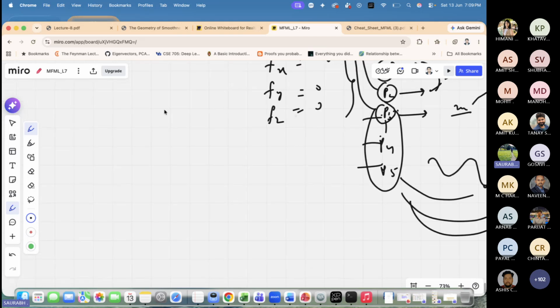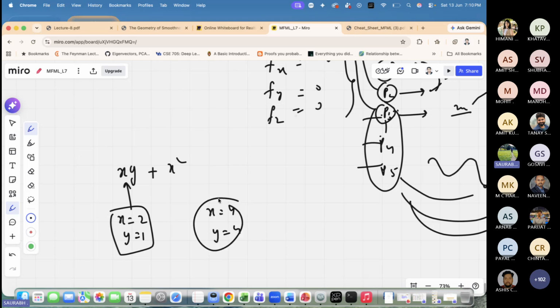What I'm trying to tell you is eventually you have a function like xy plus x square, right? And you have found x equals 2, y equals 1 as one of the points. Substitute that. And let's say another point is x equals 4, y equals 4. Substitute that. Find which particular point is the minimum, whether x equals 2, y equals 1, or x equals 4, y equals 4 is the minimum point for this function. Obviously this one would be, because it's all positive values.